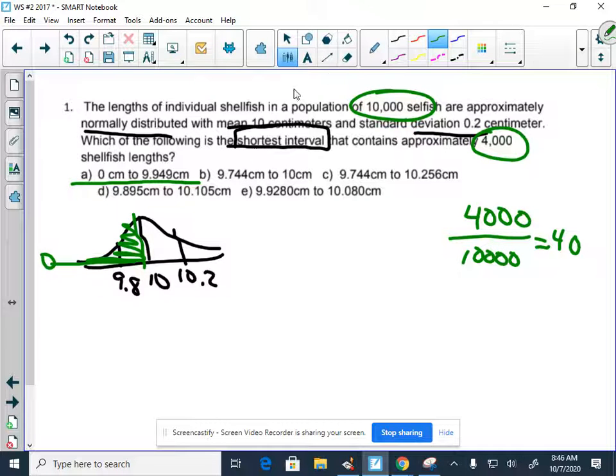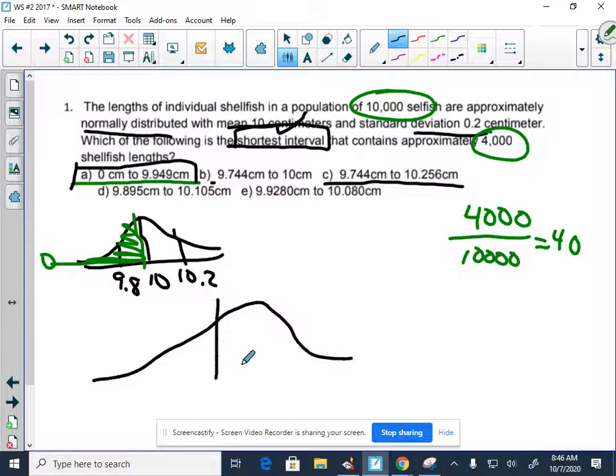But the one key in here is what's the shortest interval? So if I said, well, how long is that? That would be 9.949 long, because if you subtract them, that's how wide it would be. So I want to check another one. I'm going to check answer C. I'm going to go from 9.7 to 10.2. Because here's one of the rules.